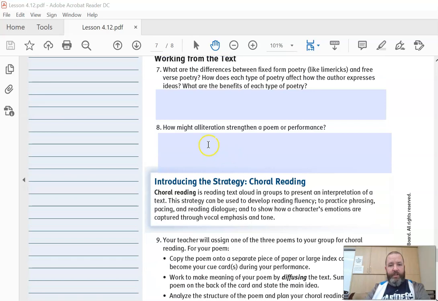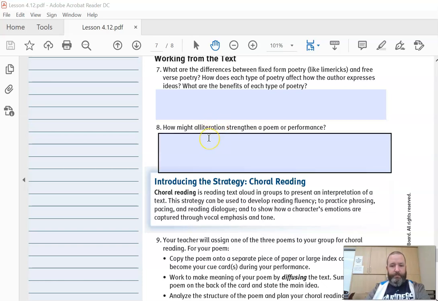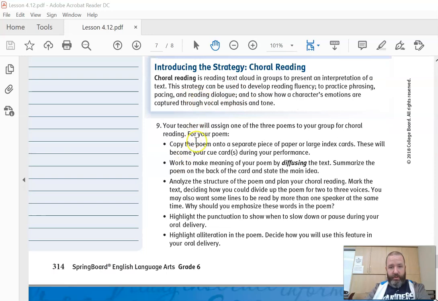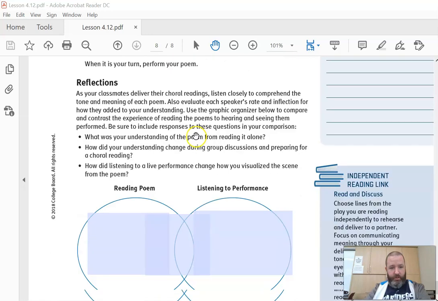Number 8, how might alliteration strengthen a poem or performance? Alliteration is the repetition of consonant sounds at the beginning of words. So Sally sells seashells by the seashore uses S a lot, and that would be alliteration. You can practice that on your own too. Or Peter Piper picked a peck of pickled peppers. That's a fun one too. That also uses alliteration. The choral reading part, that'll have to be together in class, so don't worry about those.